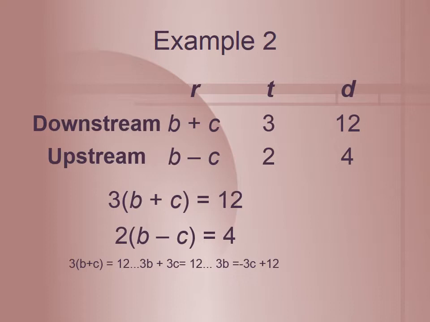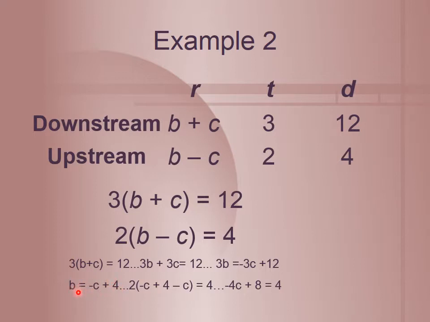So the first thing I'm going to do is I'm going to distribute the 3. So now I have 3b plus 3c equals 12. Now I'm going to subtract 3c from both sides. So I've got 3b equals negative 3c plus 12. Then I'm going to divide everything by 3. So I get b is equal to negative c plus 4.